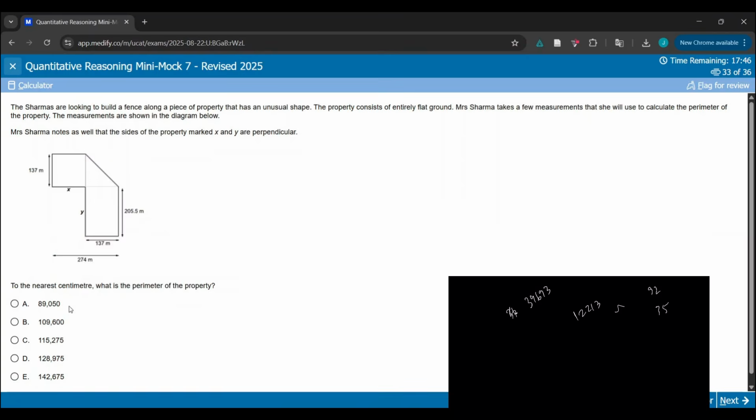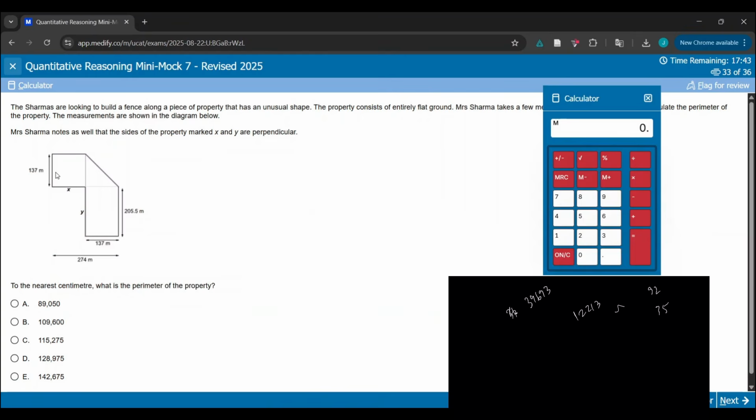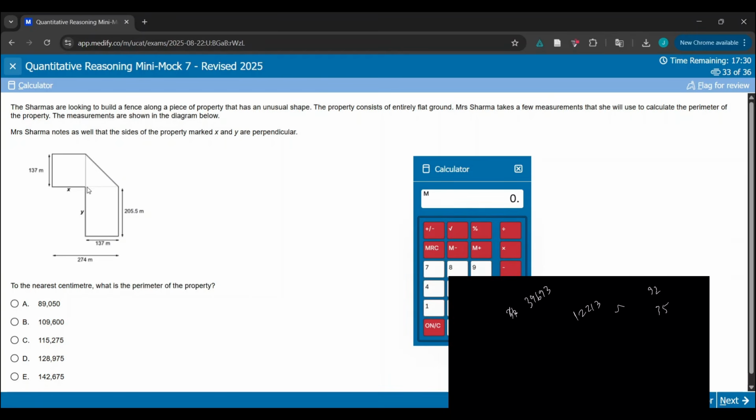Okay. What is the perimeter of the property? So x, y. So it's going to be 274 plus. Okay. So is this an ice? These, that's a square. Okay. So this is going to be 137 times 137, and then times this number by 2, and then square root this, because that's just Pythagoras, 193.7.